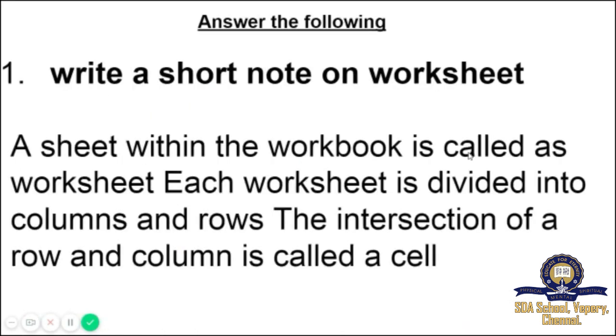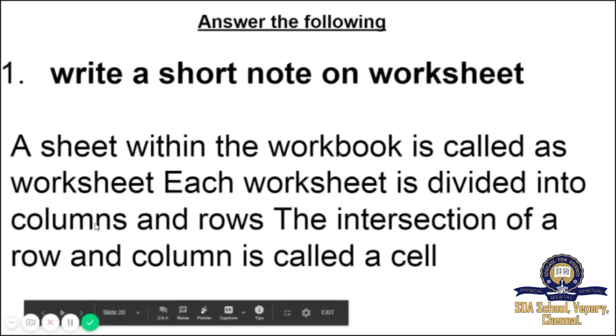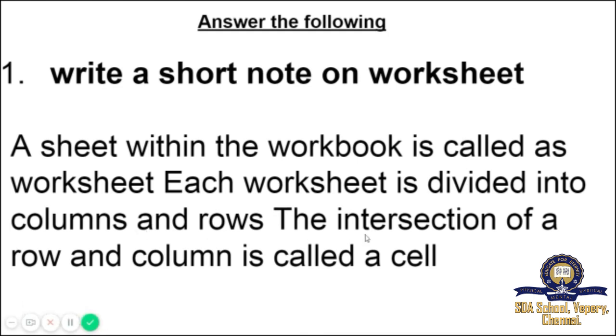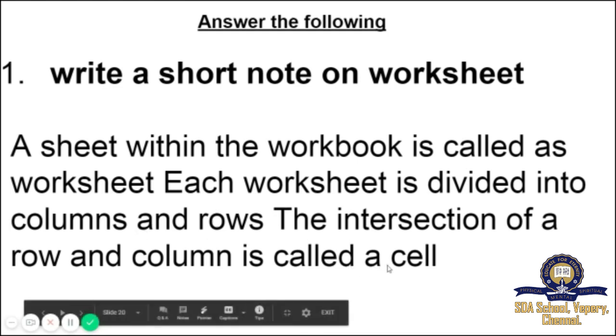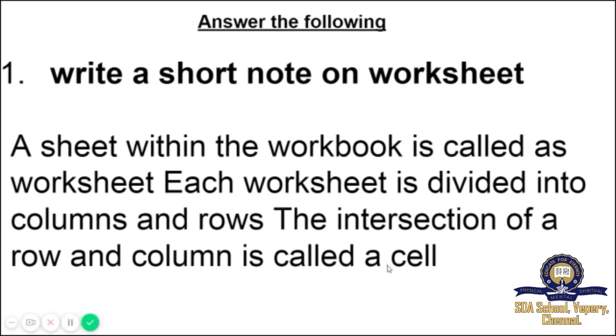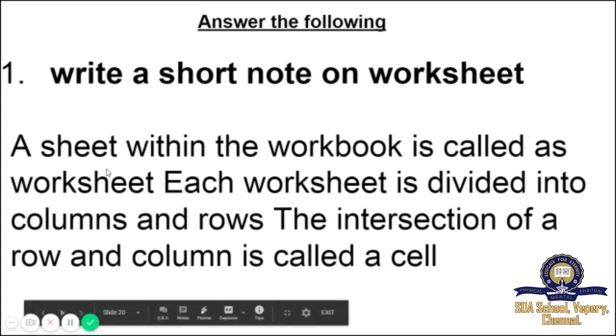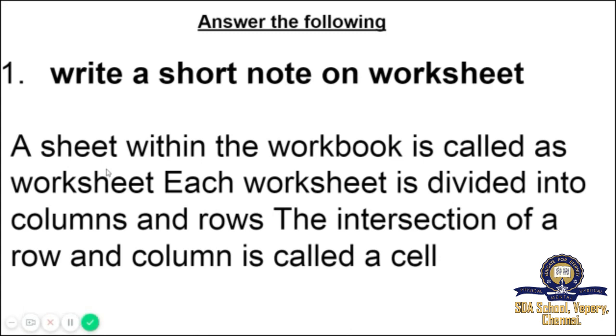Next question. Write a short note on worksheet. A sheet within the workbook is called a worksheet. Each worksheet is divided into columns and rows. The intersection of a row and column is called a cell. What is a worksheet? A sheet within the workbook. Every workbook has a different number of worksheets; it can have any number of worksheets. The sheet within the workbook is called a worksheet. Each worksheet is divided into rows and columns. The intersection of the row and column is a cell.